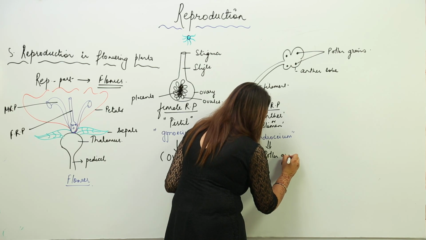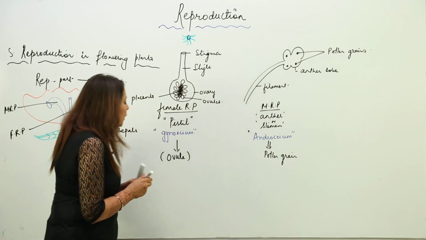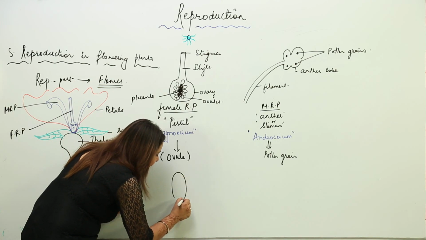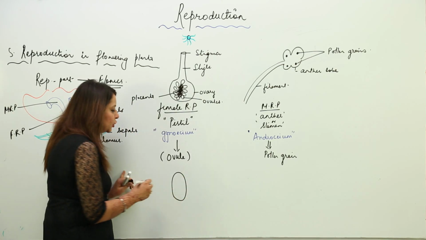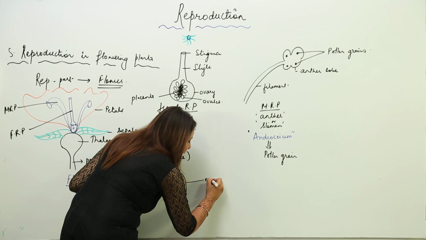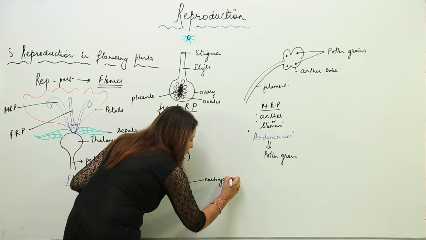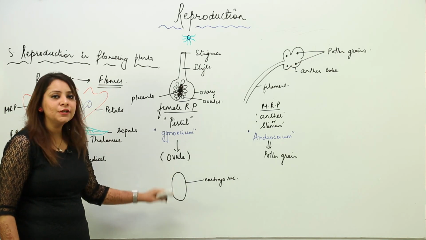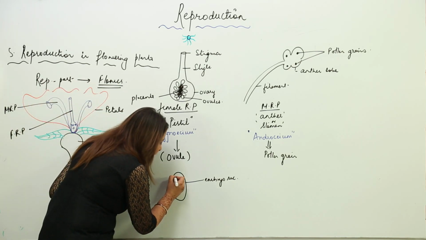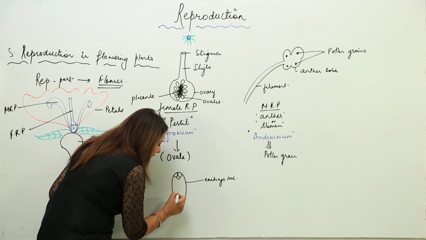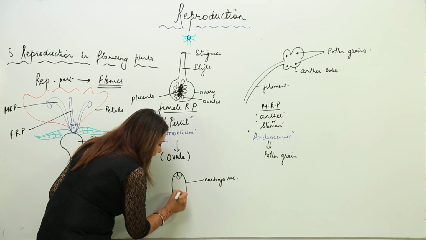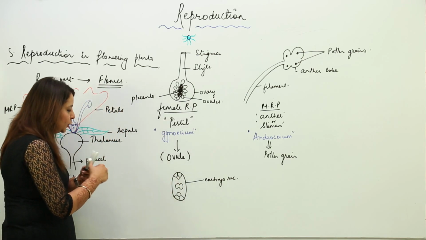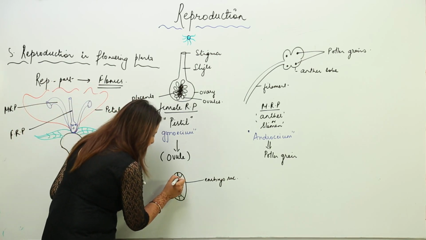So what is the structure of the ovule? It is like this. It has a sac-like structure which is called the embryo sac. It has 3 cells towards each corner. So let us draw that: 3 cells here, 3 cells this side, and 2 cells fused together. Let's make the nucleus of all.